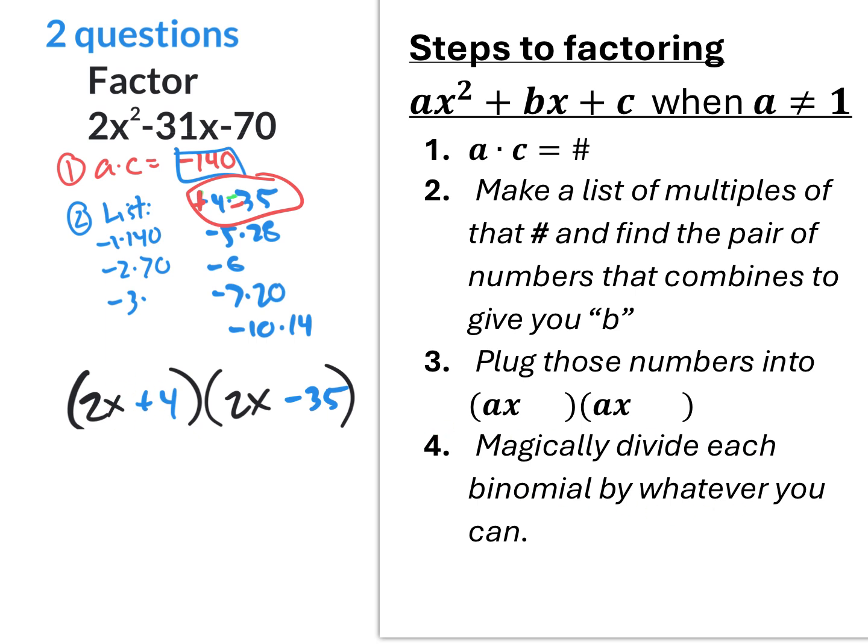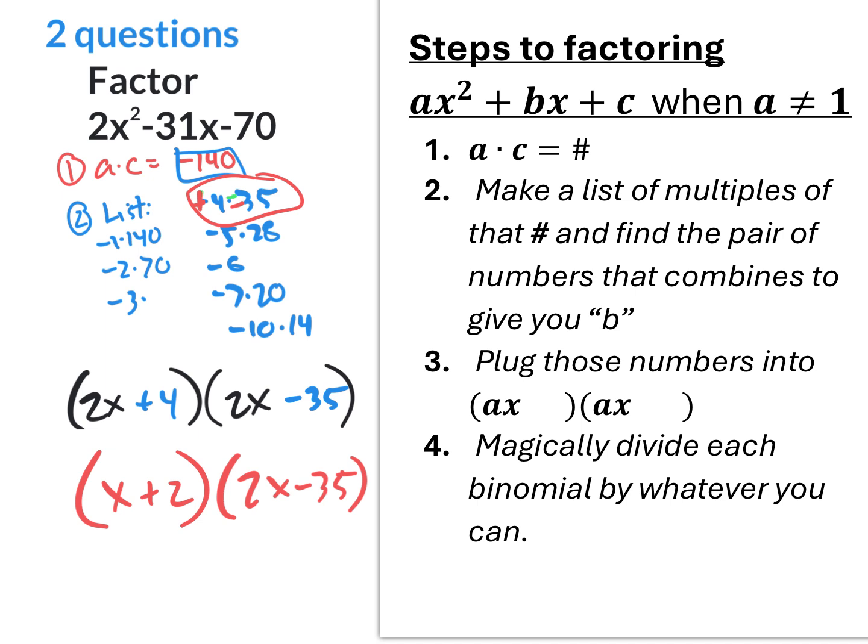So on this first one, we could divide by 2. If you divide 2x plus 4 by 2, that'll give you a single x plus 2. Divide 2x by 2, you get x, and divide 4 by 2, you get 2. We do the same for the second binomial. Divide 2x by 2, you get x. Divide 35 by 2, you can't, so we're not going to do that. It's going to stay the same. And that is your factored form answer.